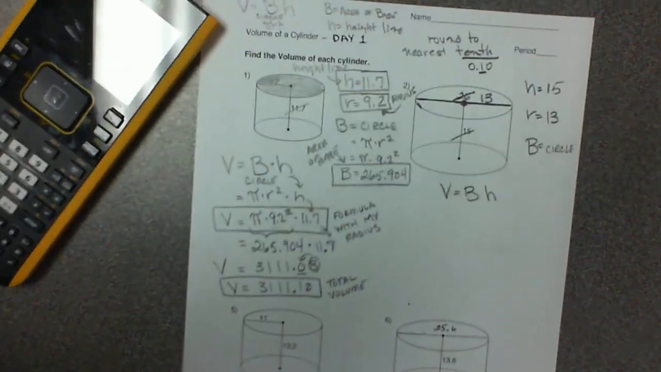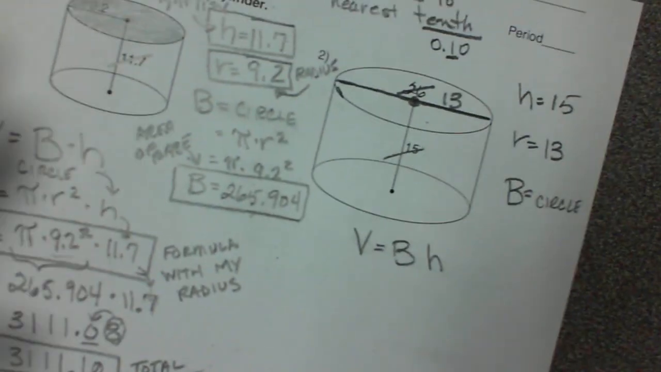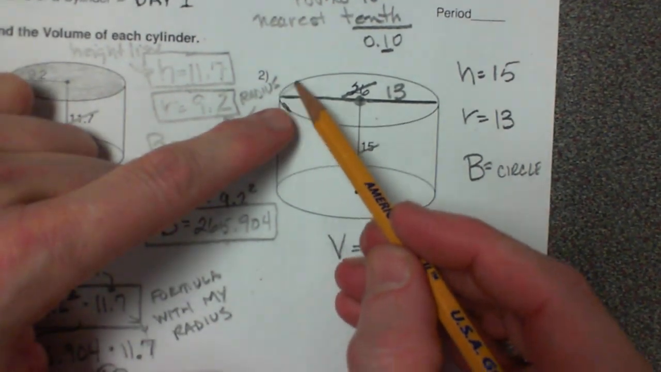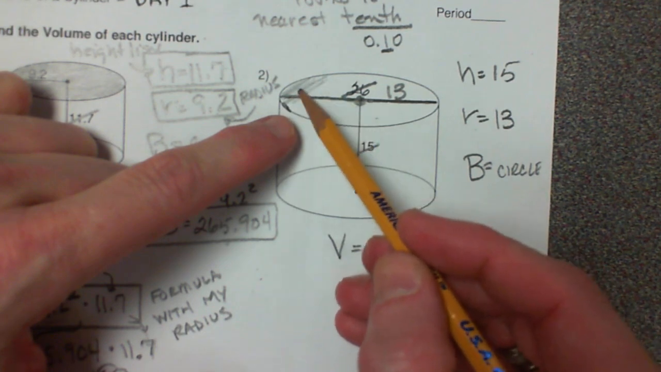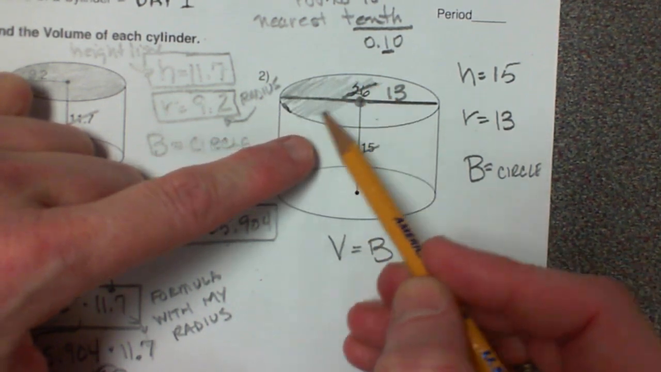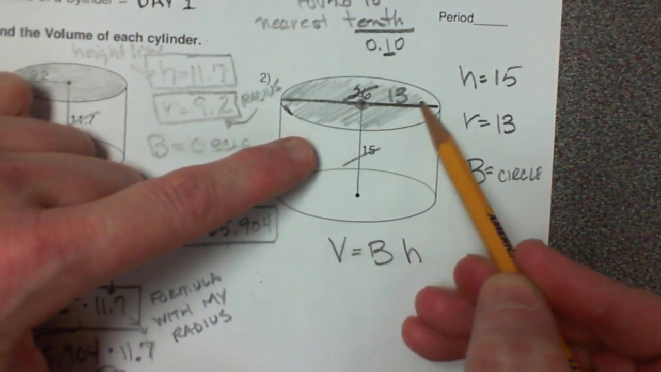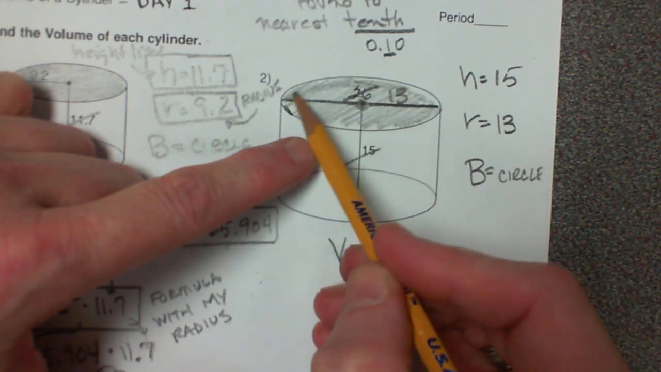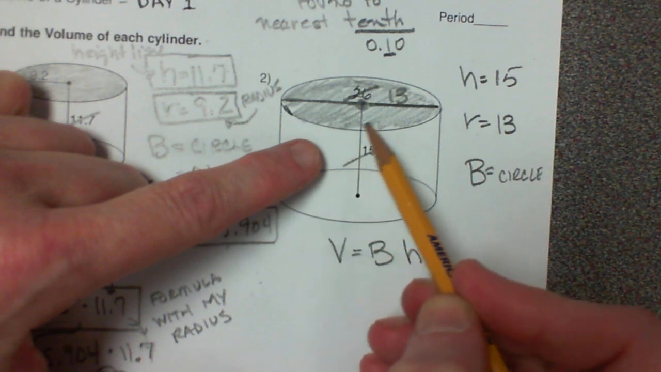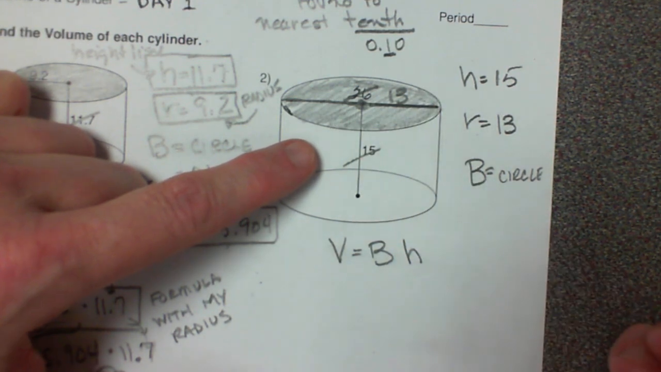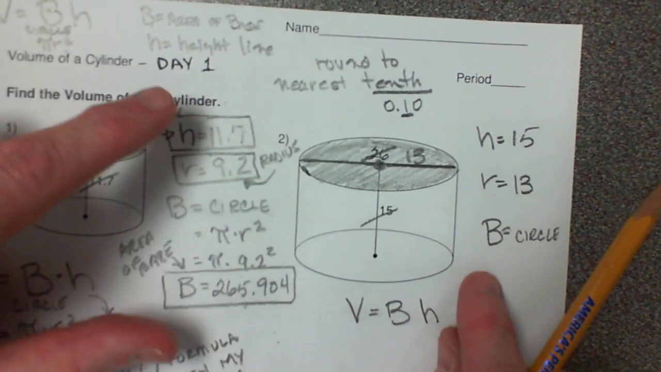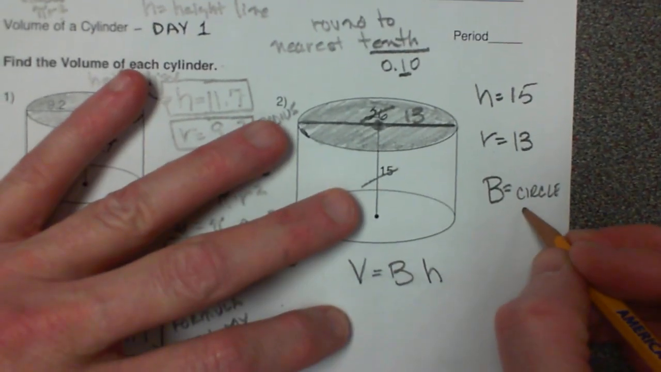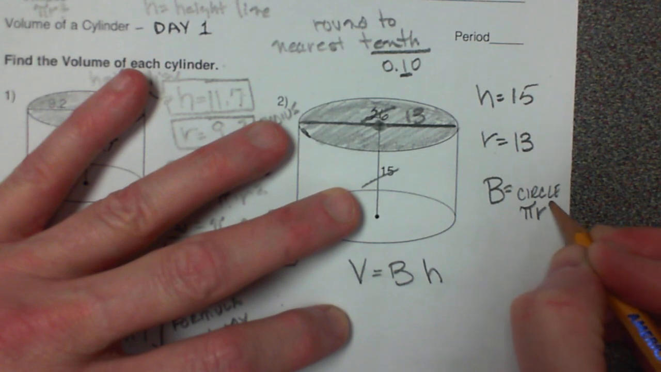Okay, next, let's tackle area of the base. Well, remember, since the base of this thing is a circle, let's go ahead and shade this in now. This is to illustrate that we're finding the area, the inside of this circle. Okay? What is the formula for the area of a circle? We wrote it right here. It's pi r squared. So underneath circle, I want you to write pi r squared.